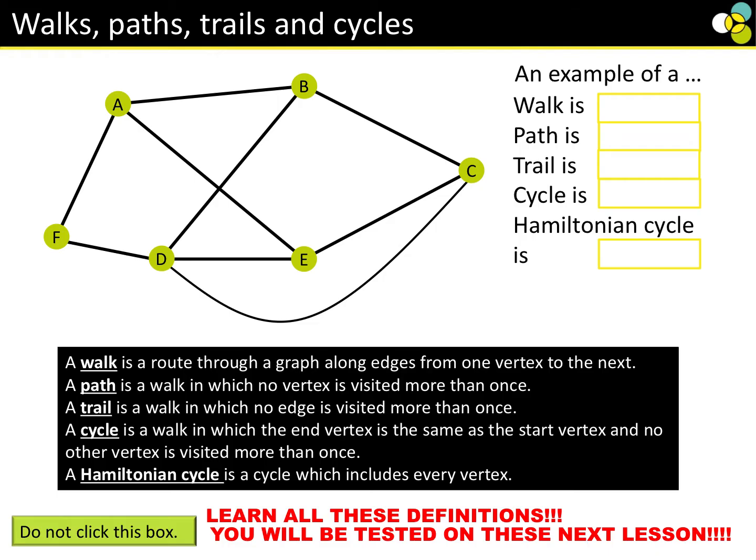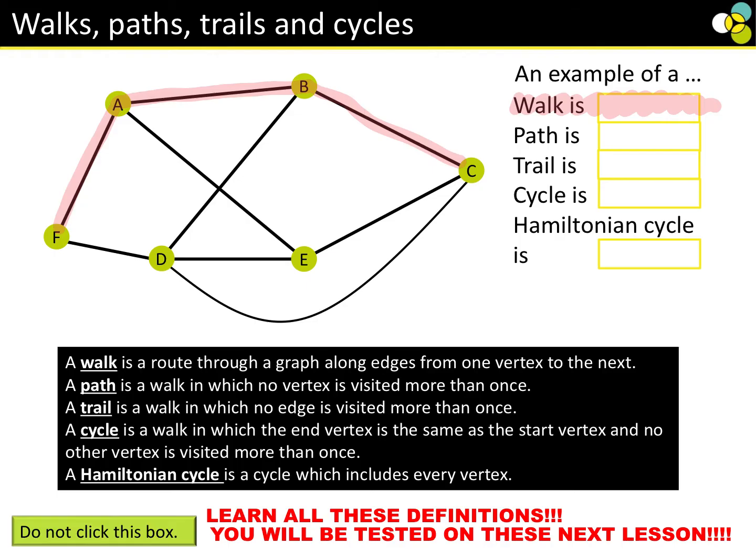So a walk is a route through a graph along edges from one vertex to the next. So for example, to go on a walk, we could do F, A, B, C. Okay? F, A, B, C. That would be a walk.